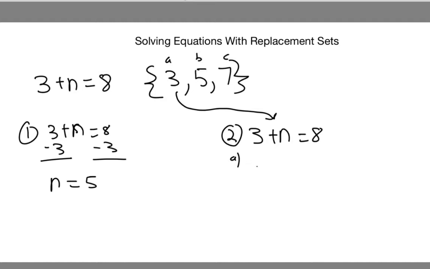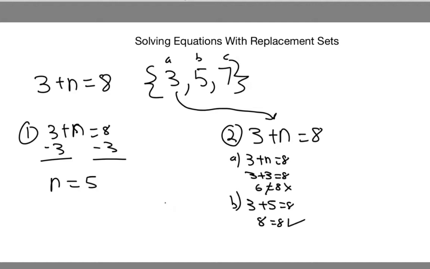So for value a, you can just do 3 plus n equals 8. 3 plus 3 equals 8. 6 equals 8. This is not true, so I'm going to draw an x next to it. Let's try out b. 3 plus 5 equals 8. 8 equals 8. This is in fact true. So let's just check c, just in case you missed something in b.